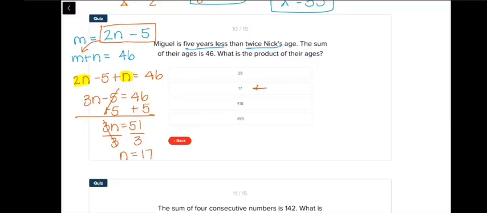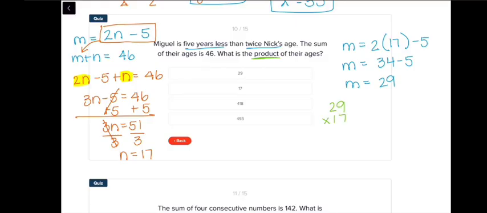Now notice that they put 17 in your answer choices, but that is to trick you because the final question is asking us for the product of their ages, not just how old Nick is. Now our next job is to find how old is Miguel. Well, Miguel is going to be 5 years less than twice Nick. So if we take 2 times 17 minus 5, that's going to be 34 minus 5, which is going to be 29. So Miguel is 29. And again, they do put that answer choice there to trick you, but that's not your final answer.